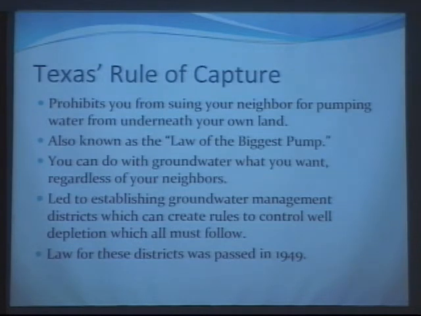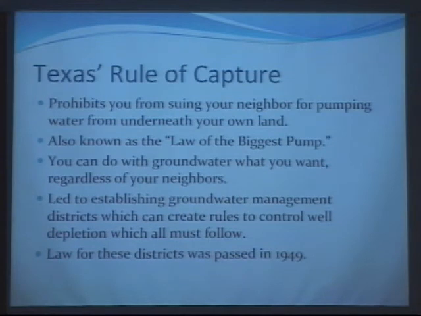And so that's why it's called the law of the biggest pump. One of the books that I read in preparing for this gave an example of a case that occurred in the suburbs of Dallas. In fact, it's one of the places where they bottle Ozarka bottled water. You've seen that in the stores. They just have a big well, and in pumping, they dried up several smaller wells in the neighborhood.